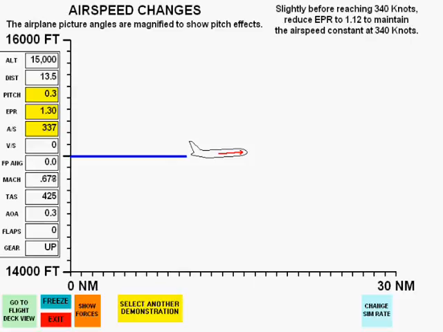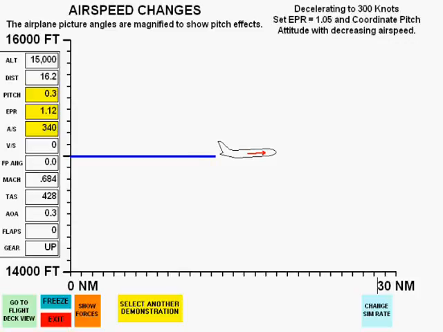Slightly before reaching 340 knots, we will reduce the EPR to its final value of 1.12 to maintain the airspeed constant at 340 knots. Next, we will do an airspeed reduction. In order to decelerate to 300 knots, we will first set the EPR to 1.05.